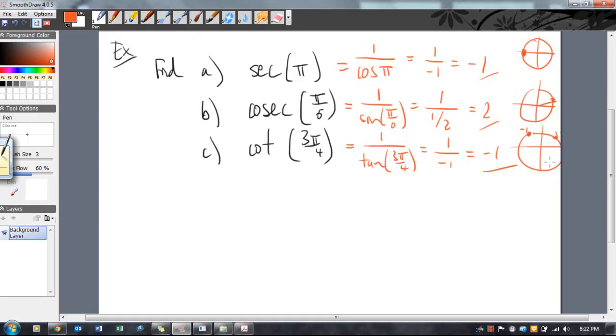And that's basically all I need to tell you about the reciprocal ratios, and knowing how to evaluate what those are equal to.